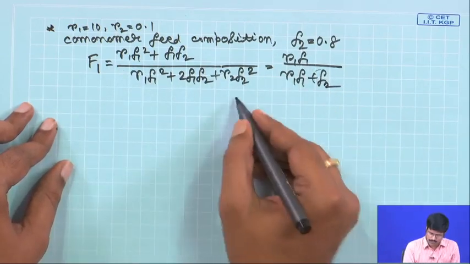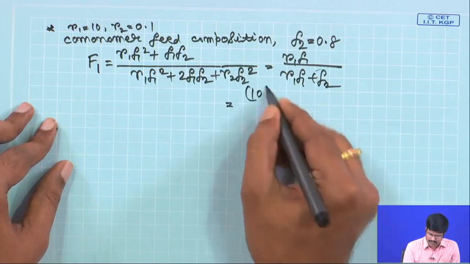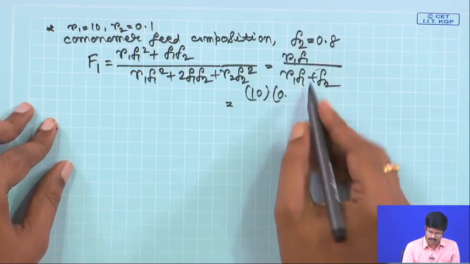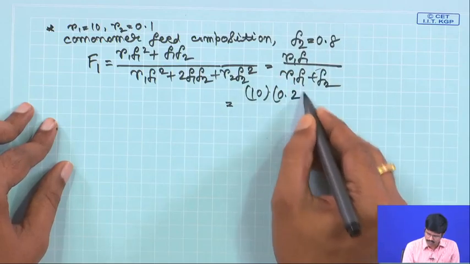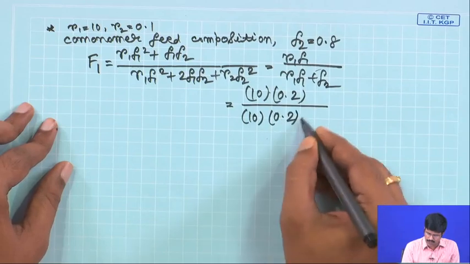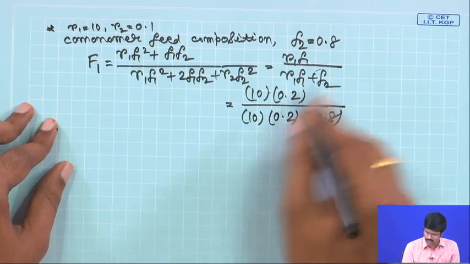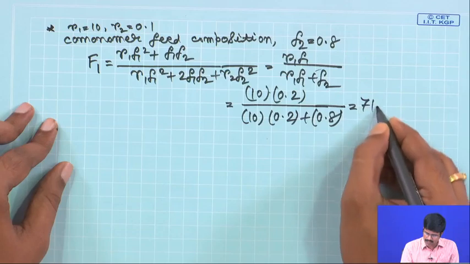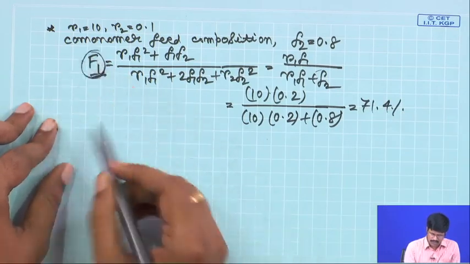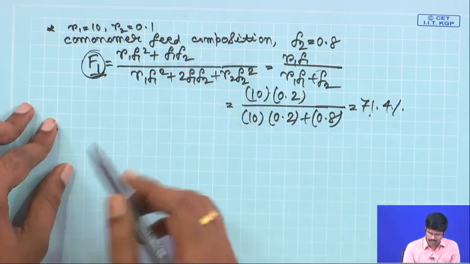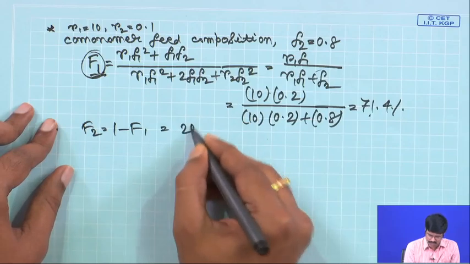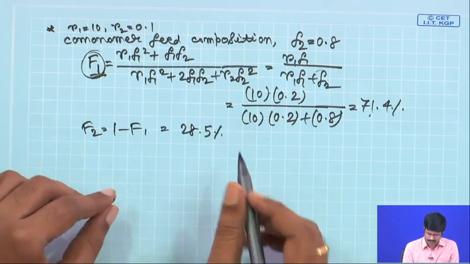If you put the values here, r1 is 10, f1 is 0.2 because f2 is 0.8 and the total is 1 mole fraction. So this is 10 times 0.2 divided by 10 times 0.2 plus 0.8. I have already worked it out, so I will just write it down here. You will get 71.4 mole percent of monomer 1 in the copolymer, and F2 is 1 minus F1, which will be around 28.5 mole percent.